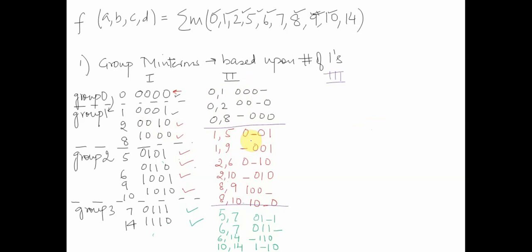Then how about 0, 1 and 1, 9? Can we combine them? Again, we can't combine them because they have more than one difference. How about 0, 1 and 2, 6? Can we combine them? No. How about 0, 1 and 2, 0? Can we combine them? Again, no. How about 0, 1 and 8, 9? Right? 0, 1 and 8, 9 we can combine because eventually they have three items which are the same.